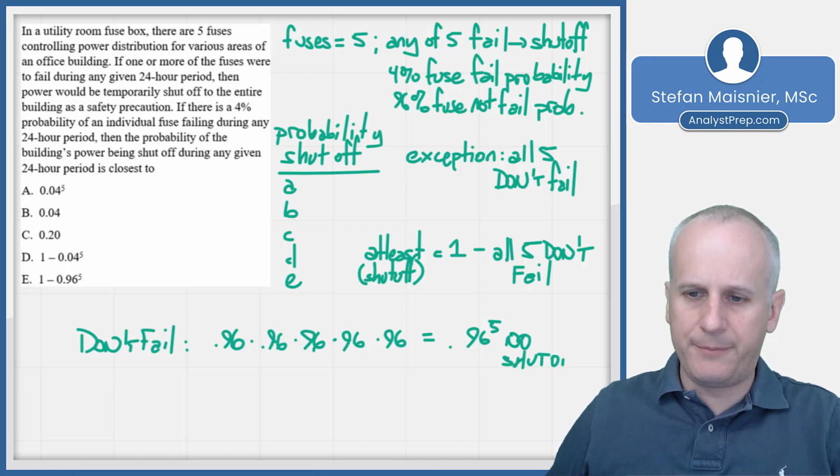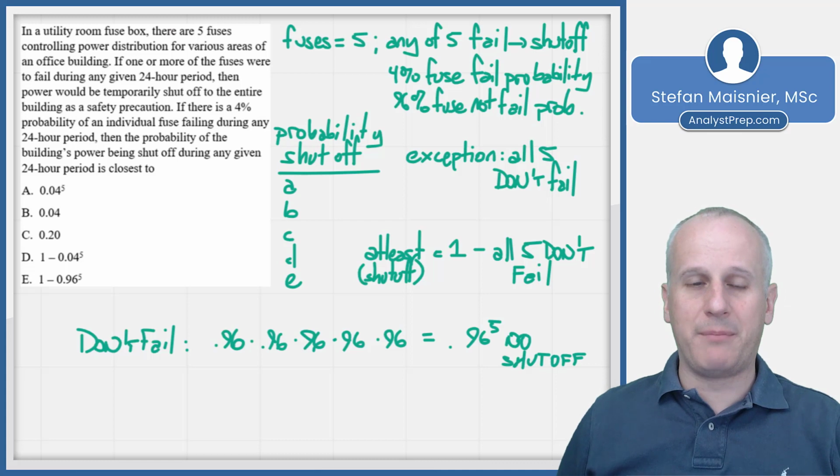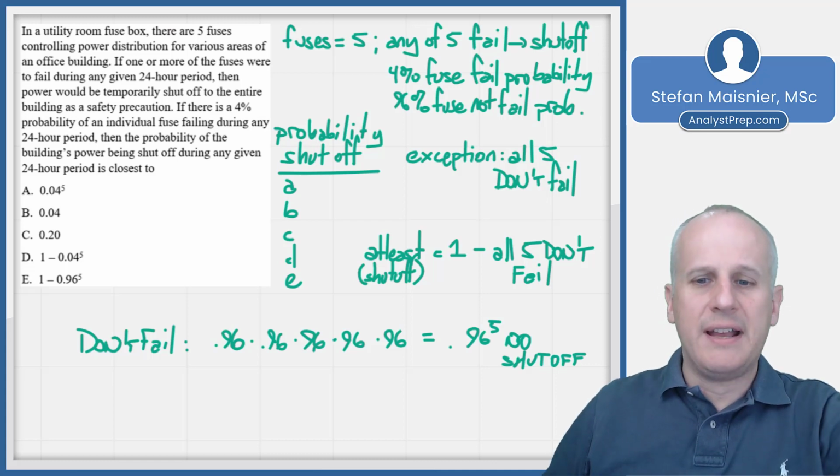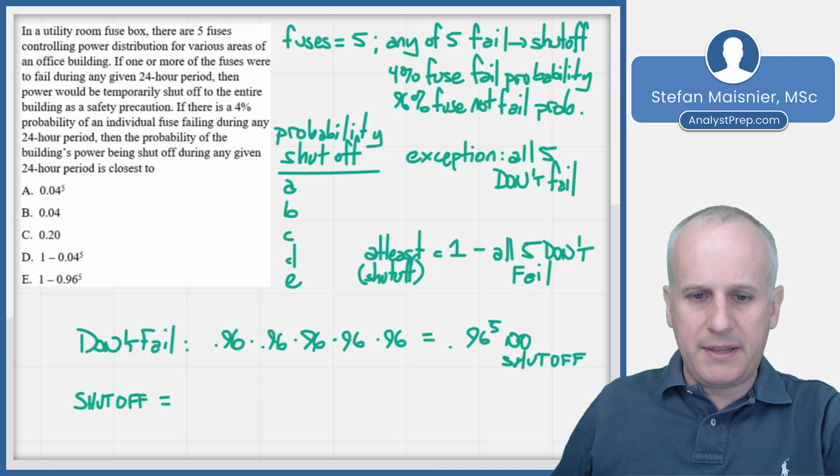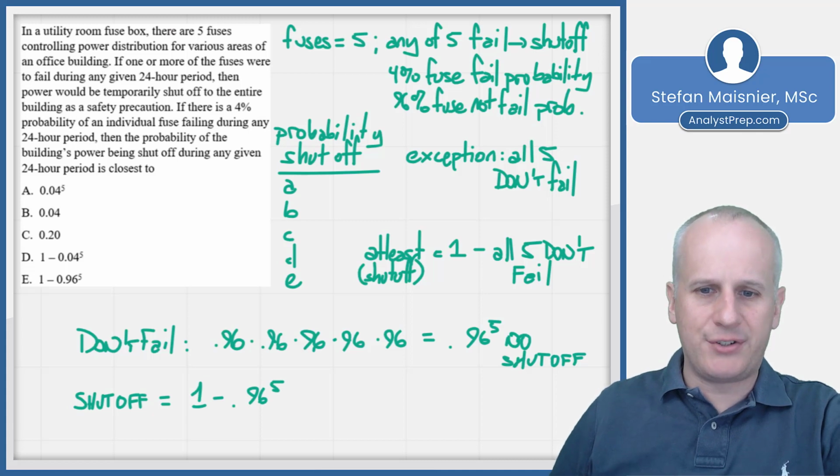But of course, we don't want the probability of no shutoff. We want the probability of there being a shutoff. And that would be our exception. So there being a shutoff is going to be equal to 1 minus that 0.96 to the fifth. And we can see that matches choice E and is our correct answer.